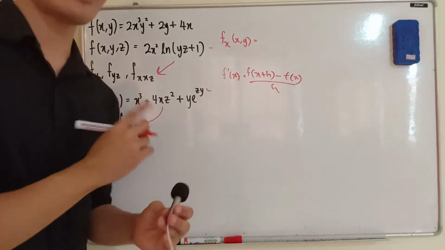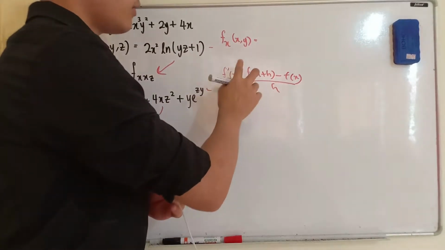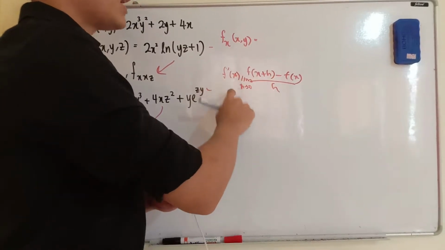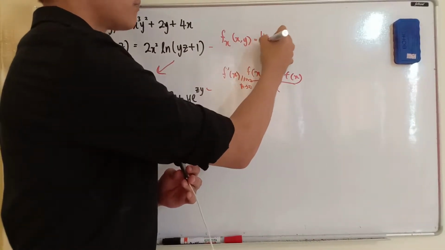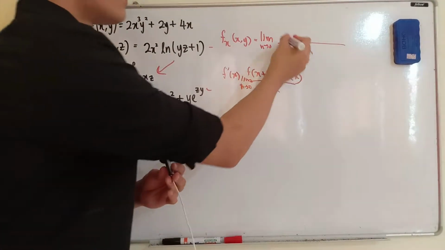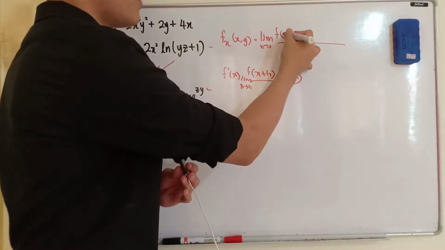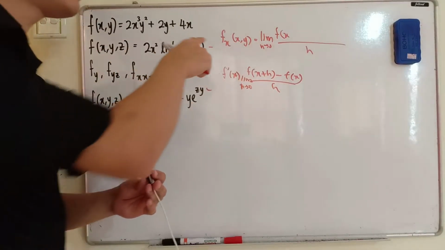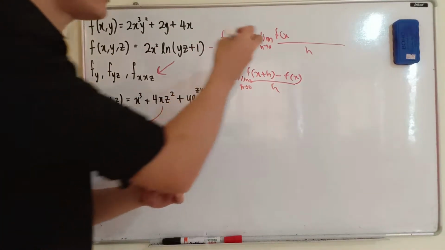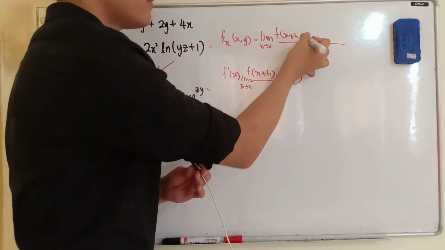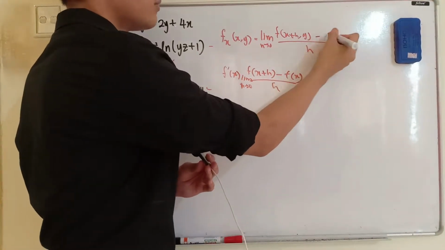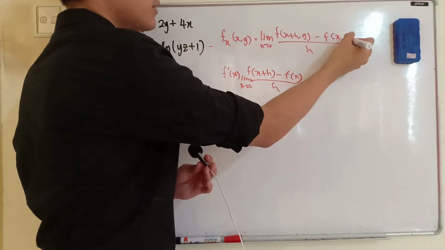But in the partial derivative, we have a limit also, when h approaching 0. It's just the same thing, we have limit h approaching 0, and we have over h as well. But we have something different over here. If we want to differentiate with respect to x, then x will plus with h, f(x plus h, y) minus f(x, y).